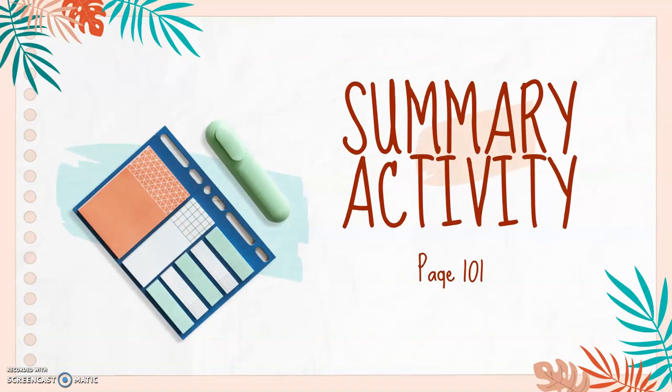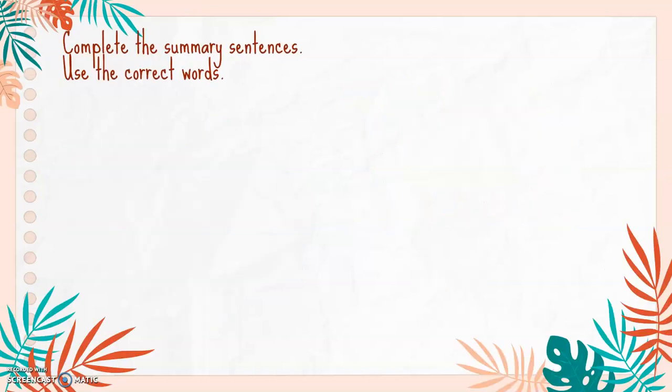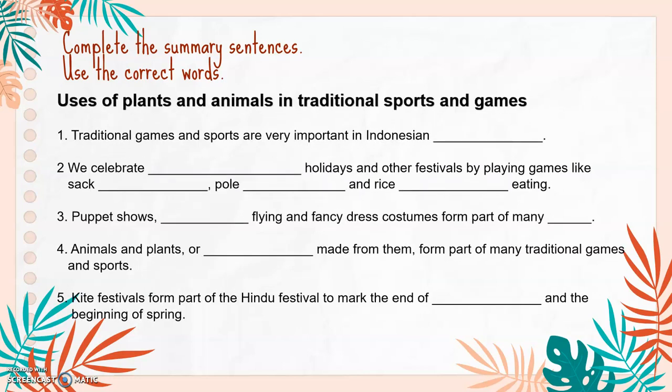Next, summary activity. You can open your book to page 101. Kita kerjakan bersama-sama ya. Do it together. Complete the summary sentences. Use the correct words. Uses of plants and animals in traditional sport and games. Ini di sini Miss Jane di unit 5.1. Nah, kita review kembali. Number 1.